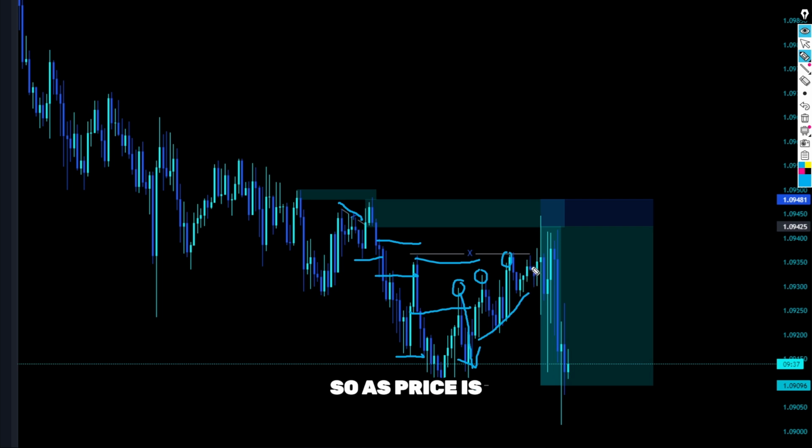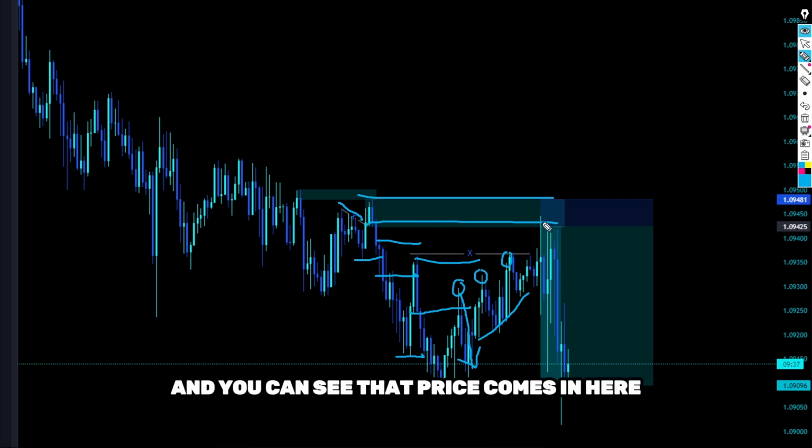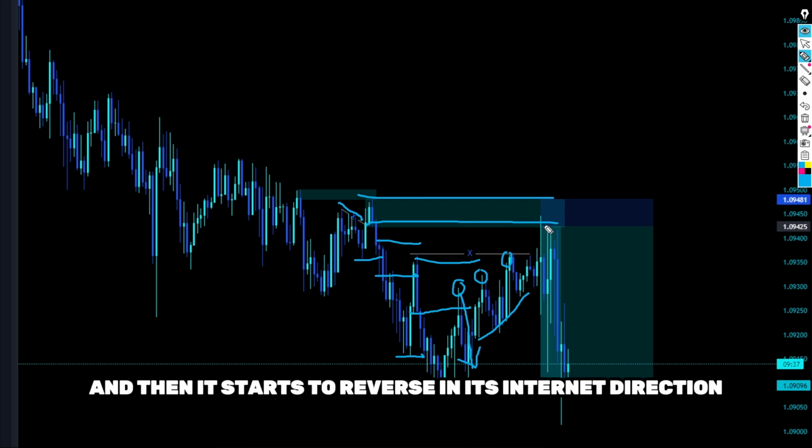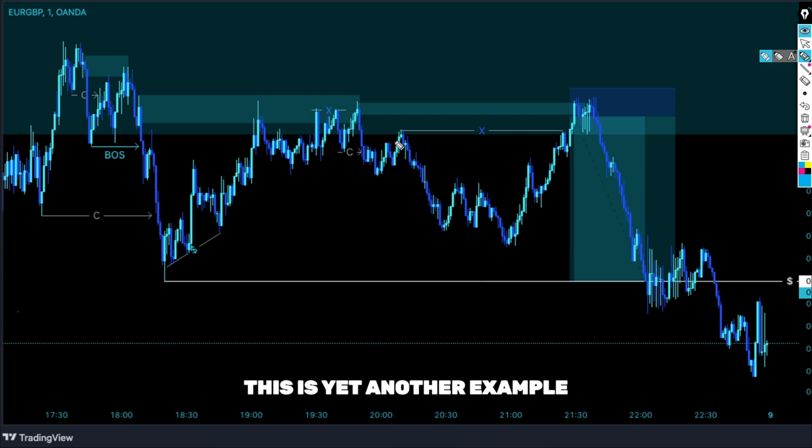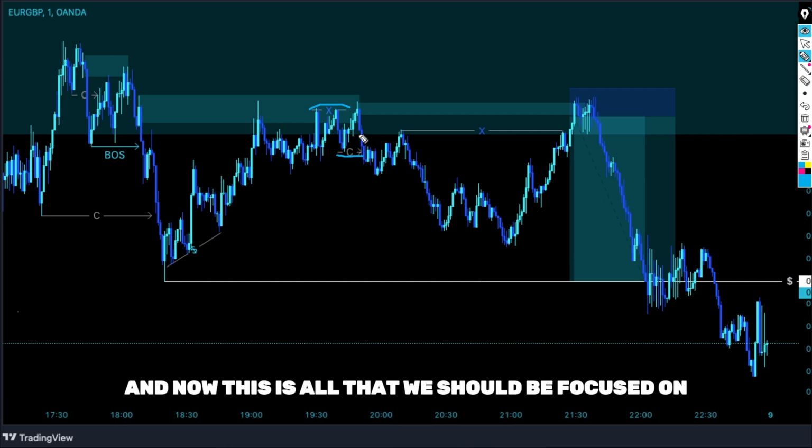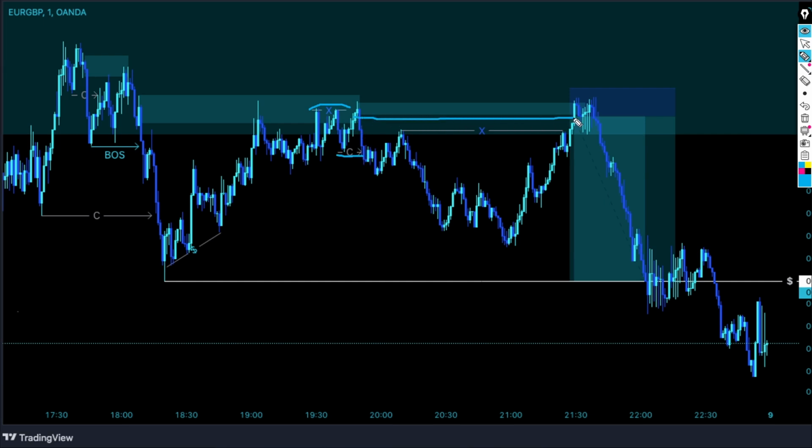So as price is driving up here, we're still focused on this zone, and we set our limits at this area, and we can see that price comes in here, sweeps out all this liquidity, okay, and then it starts to reverse in its intended direction. This is yet another example of this. It's that same scenario that we always look for: the sweep of some equal highs, the change of character, and now this is the order block we should be focused on.